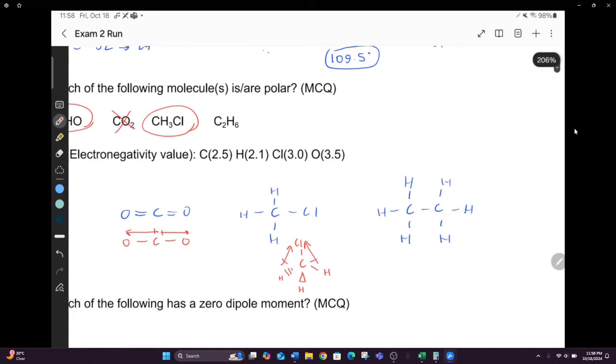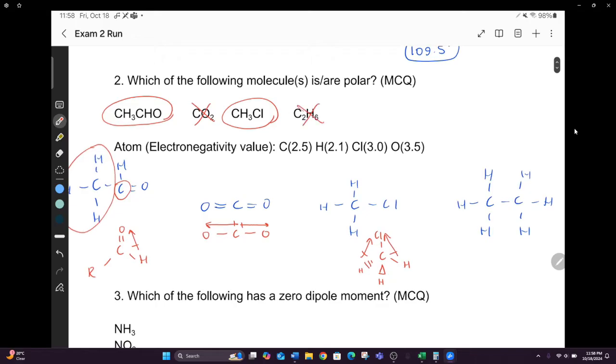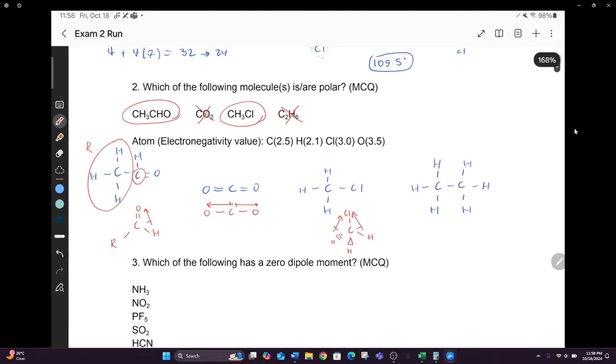As for C2H6, as I said, C's and H's have roughly the same electronegativity. Like CH4 we know is nonpolar. I think your professor probably said that as an example when you're taking or before exam 1. So CH4, we know that's nonpolar, so C2H6 is just carbons and hydrogens. It's also nonpolar. So our answer for this would be CH3CHO and CH3Cl. And again, this is a multiple choice question, so there's multiple different combinations of these four, and it results in these two being the answer.